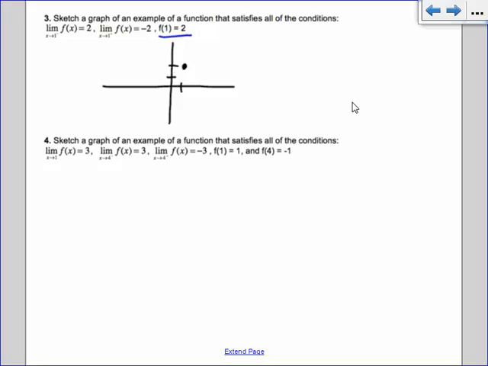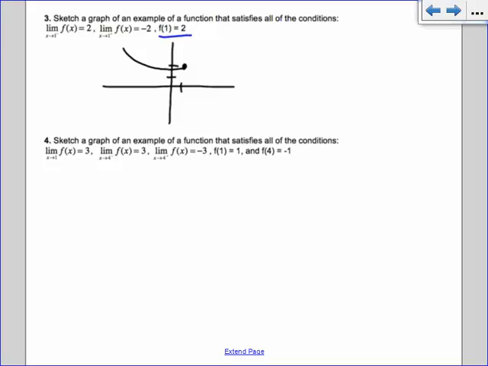You cannot, however, as I've had people do before, just do like a big squiggle and do that. Why can this not work? Because it's not a function, right? Because it's failing the vertical line test. So make sure that whatever you're doing is still a function. So let's say we come down and we go towards 2.